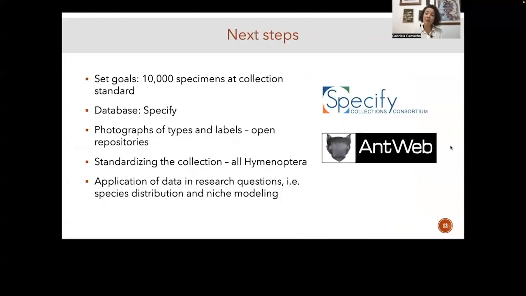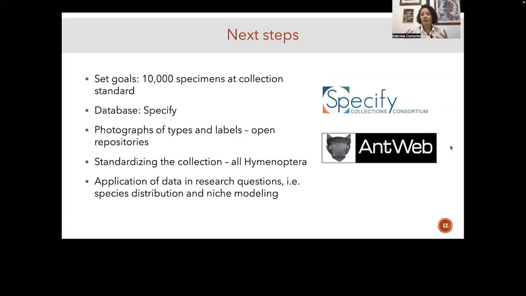Our next step is to set this goal of the 1%, to get 10,000 specimens perfectly at collection standards, so we can make them available, and to specify our choice of database, because it's broadly used, especially around South America. So we think it's a good option. And then after that, we can move on to generating photographs of types and labels and putting them on open repositories like EntWeb or other repositories around for insects.